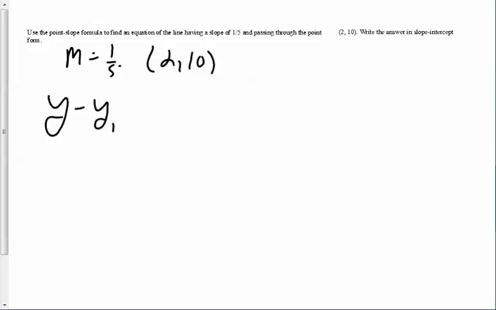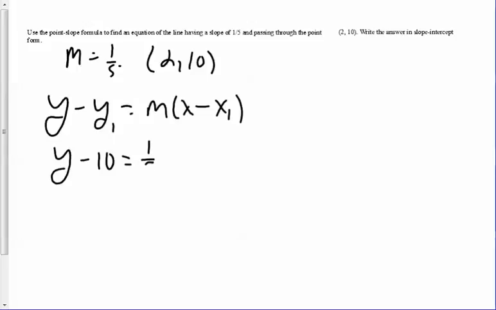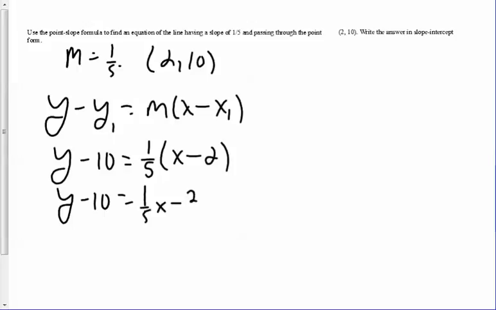Use the point-slope formula to find the equation. You have the slope of 1 over 5, and you go through the point 2 comma 10. So we're just going to use point-slope. y minus y1 equals m times x minus x1. All right, so we go y minus 10 equals 1/5 times x minus 2. Distribute that 1/5. So you got 1/5 x minus 2/5.